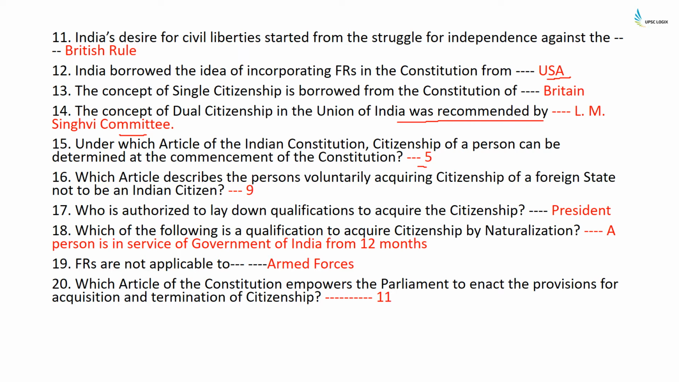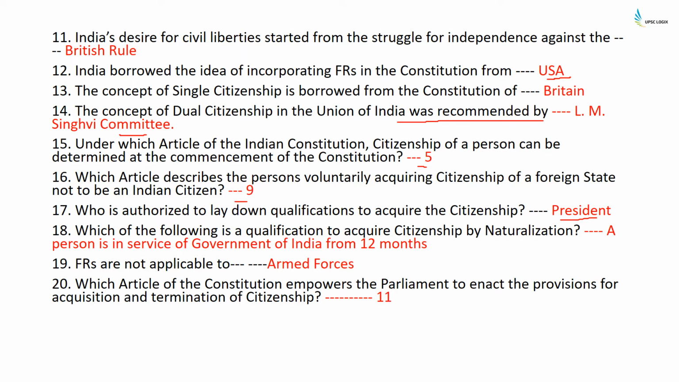Which article describes that a person voluntarily acquiring citizenship of a foreign state is not to be an Indian citizen? It is Article 9. Who is authorized to lay down qualifications to acquire citizenship? It is the President. Which of the following is a qualification to acquire citizenship by naturalization? A person is in service of the Government of India for 12 months. Fundamental rights are not applicable to armed forces.